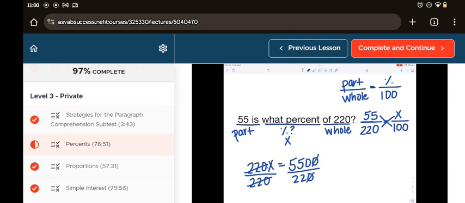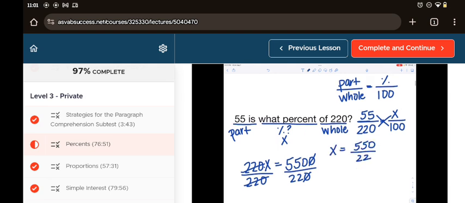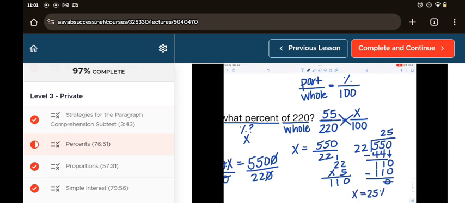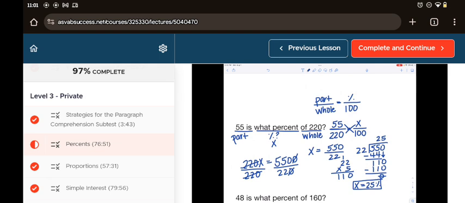Here, I can cancel out a 0 top and bottom. I'm left with x equals 550 divided by 22. So now I'm going to divide this. Made some space. 22 goes into 55 2 times. 22 times 2 is 44. I subtract, I get 11. I bring down a 0. 22 goes into 110 5 times. Let's try that out. 5 times 2 is 10, carry the 1. 5 times 2 is 10, plus 1 is 11. So it is exactly 5. I multiply and I subtract here, and I got x equals 25%. And there we go. So 55 is 25% of 220.